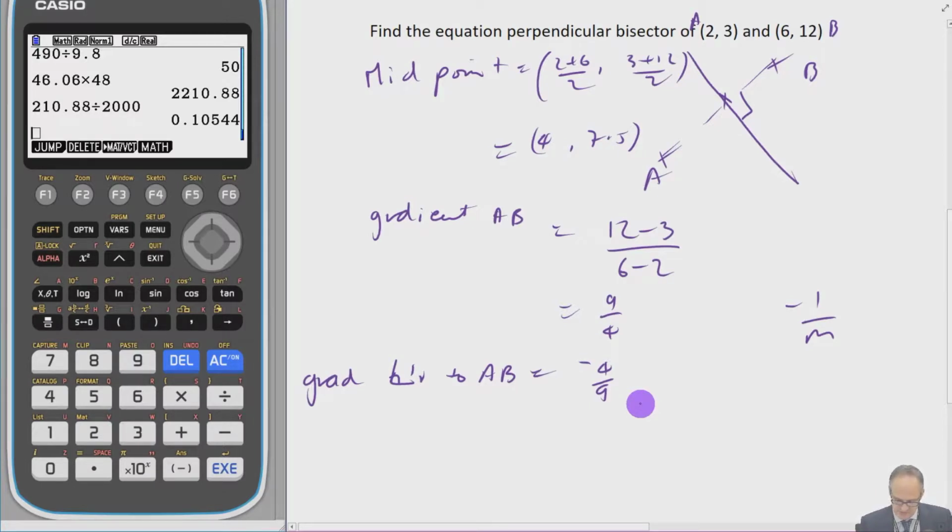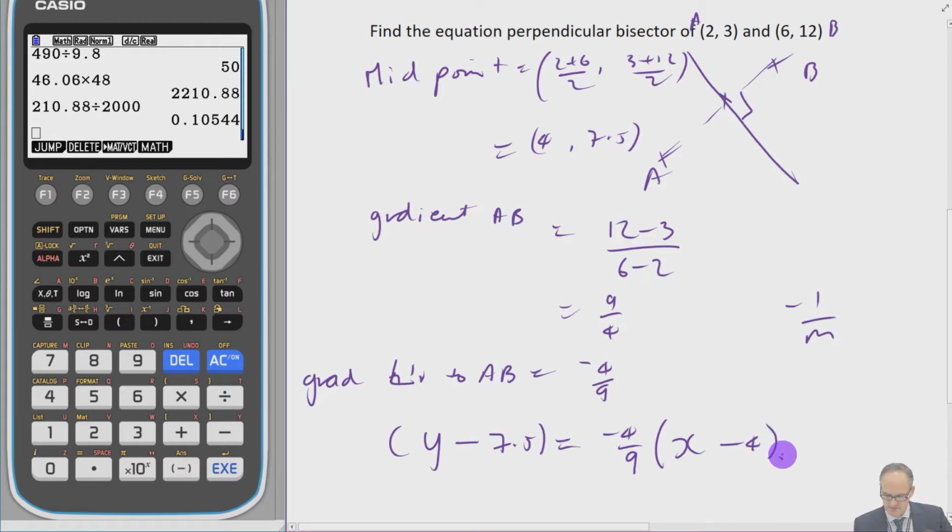Now the equation of a line is given by y minus y1, where y1 is a point on the line. Now a point on the line is our midpoint. We know that midpoint is on this line here. So a point on the line, our y value is 7.5. Take that away from y, equals the gradient, minus 4 over 9, times x minus 4. And that is the equation of the perpendicular bisector. We could rearrange it and write it in a different format, but if all it asks you for is the equation, then this is good enough.